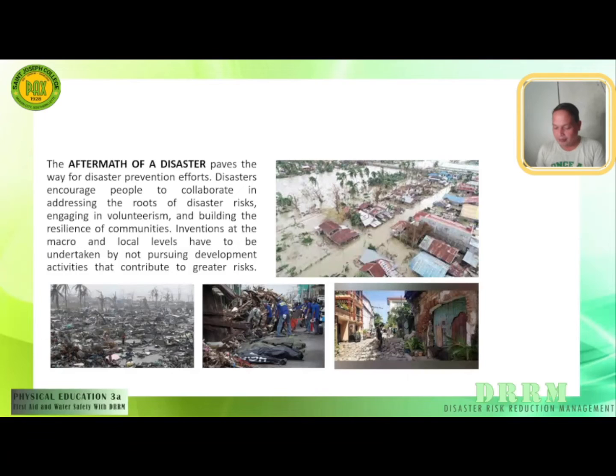The aftermath of disasters paves the way for disaster prevention efforts. Disasters encourage people to collaborate in addressing the roots of disaster risk, engaging in volunteerism, and building the resilience of the community. Interventions at the macro and local level have to be undertaken by not pursuing development activities that contribute to greater risk.